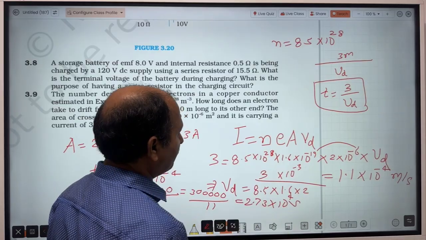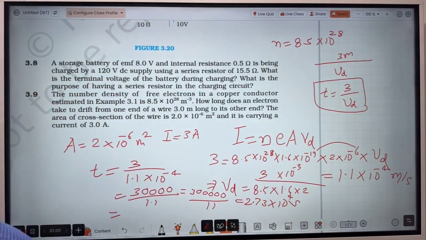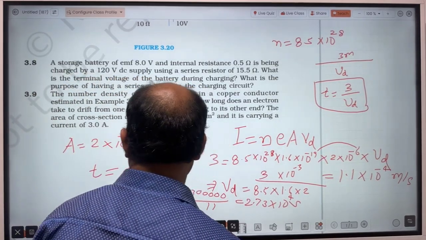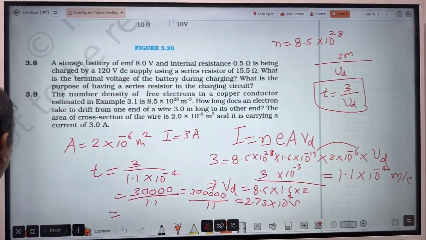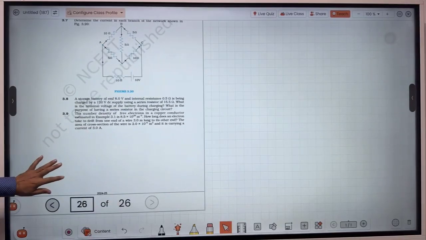It's too large. It means it will take hours. How many hours? More than 7 hours, 7.57 hours, like this. So I think you must have enjoyed the lesson, and all the questions we have done.